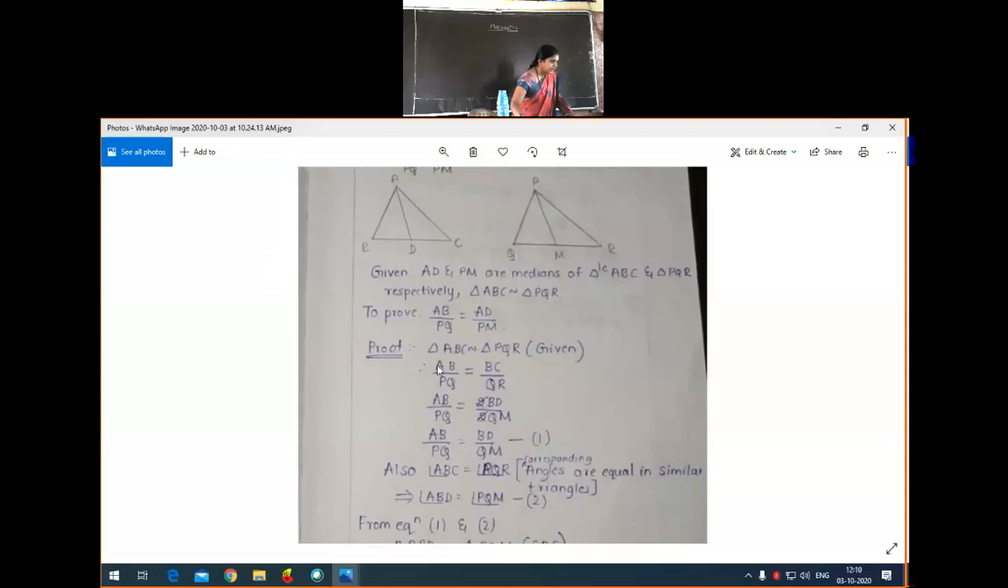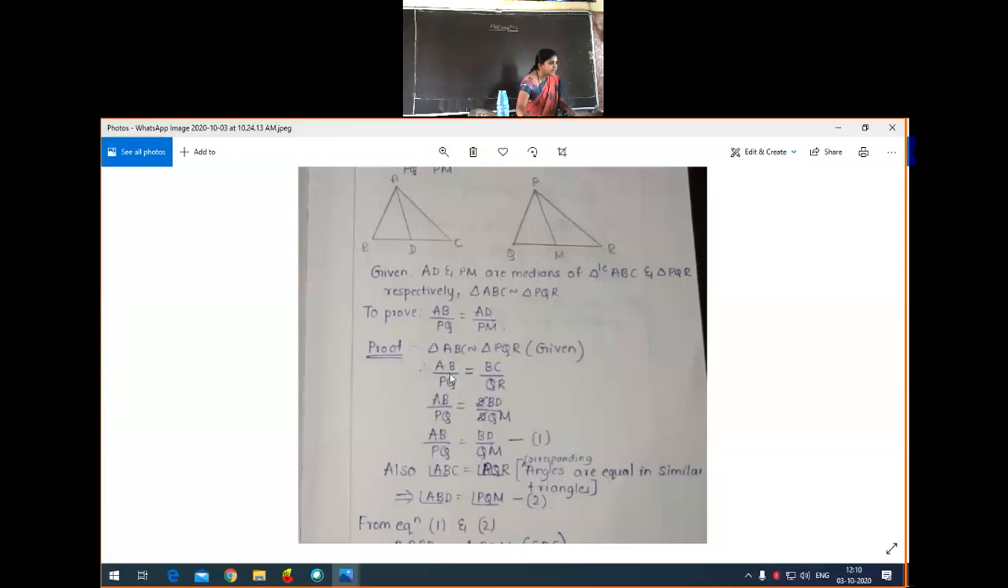So next, AB by PQ is equal to BC divided by QR. From the given result, these two triangles are similar, in the sense corresponding sides are in proportion, no? So corresponding sides are in proportion, and the result we have in hand is AB by PQ is equal to BC by QR is equal to AC by PR. But we will take AB by PQ is equal to BC by QR, only two proportional corresponding sides.